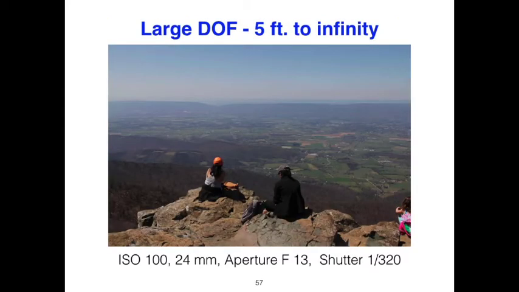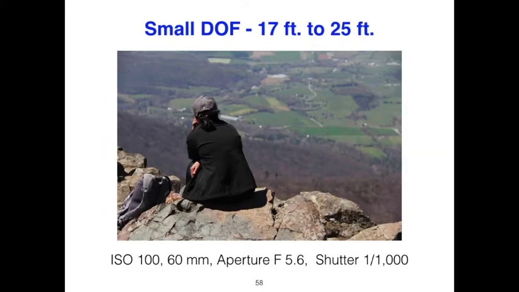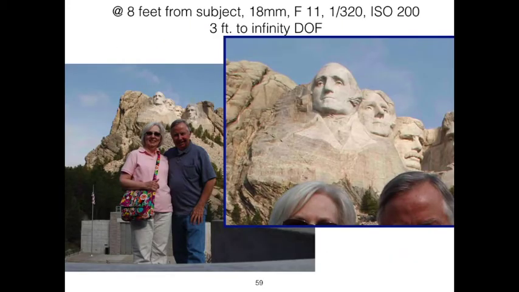Here is an example of a large depth of field. The people and the background are in focus using f13. In this example, a setting of f5.6, the people are in focus, but the background is not in focus. The depth of field needs to be considered if you want the background in focus. In this example, an f-stop of 11 using a wide-angle setting of 18 mm allows the background to be in focus. This is important if you want to crop the photo later.